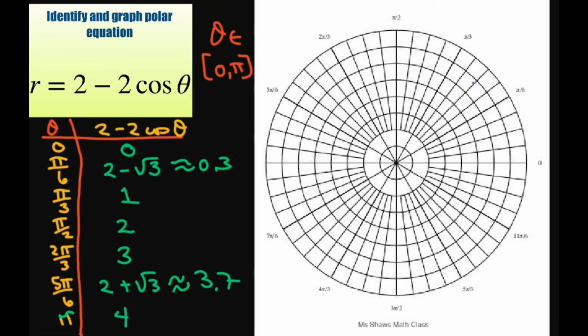All right, and then we know it's symmetric to the polar axis. So let's go ahead and plot some points. We're starting at 0, 0, which is there. Now pi divided by 6, we're at very close to 0. So I'll just put a little dot there. At pi divided by 3, we're at 1, which is right there. At pi divided by 2, we're at 2. So this is right up there. At 2 pi divided by 3, we're at 3. At 5 pi divided by 6, we're at 3.7, which is close to 4. So I'll put it there. And at pi, we're at 4. So it starts through here and goes around.